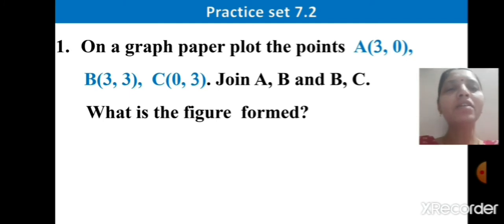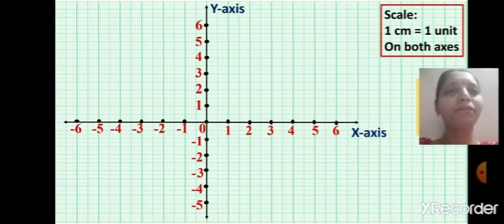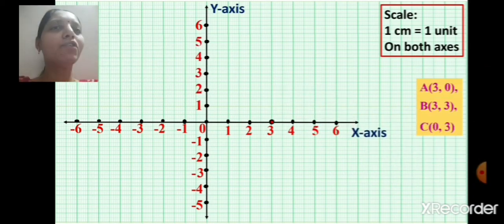The first sum is: on a graph paper, plot the points A, coordinates are 3, 0, and point B, coordinates are 3, 3, and point C, which has coordinates 0, 3. Join A, B and C. What is the figure formed? So first you have to plot the graph here. First what we'll do, you will draw the x-axis and y-axis. You will write the coordinates.